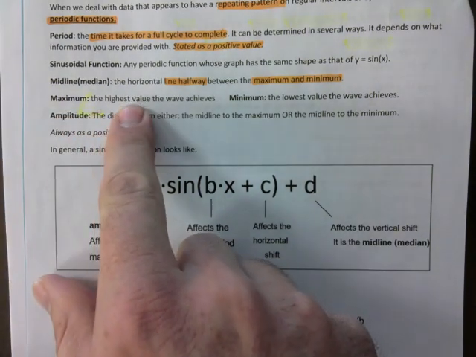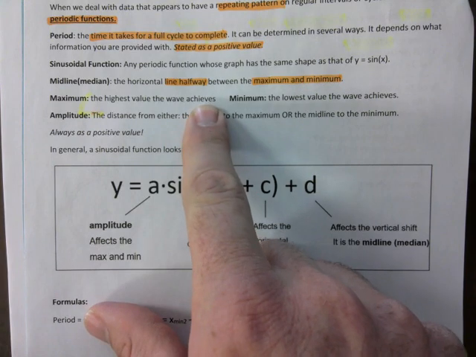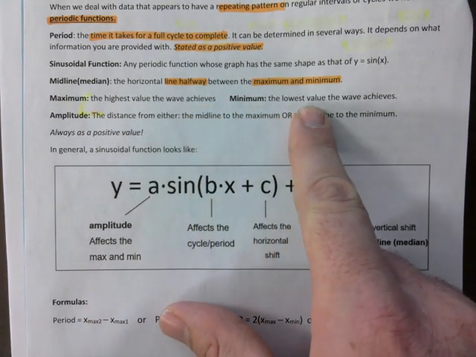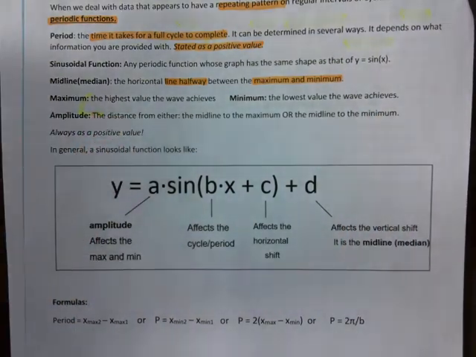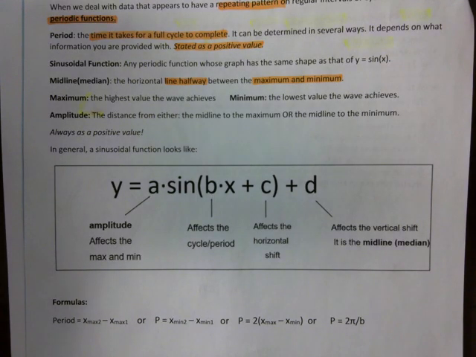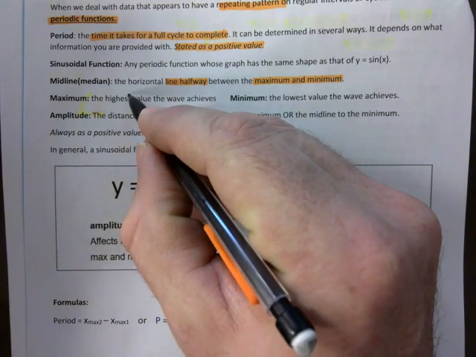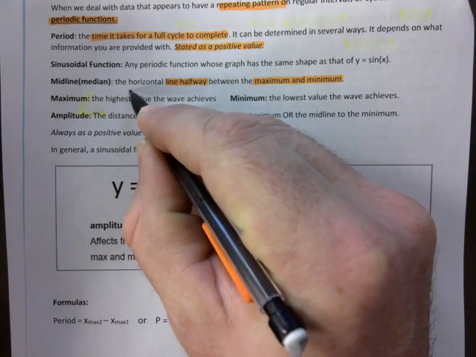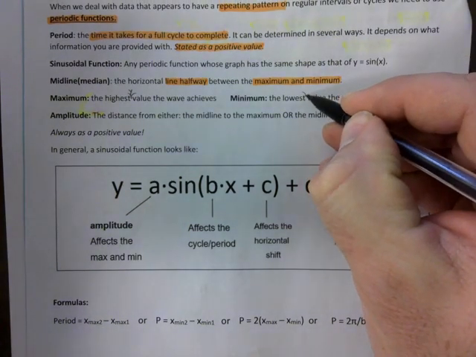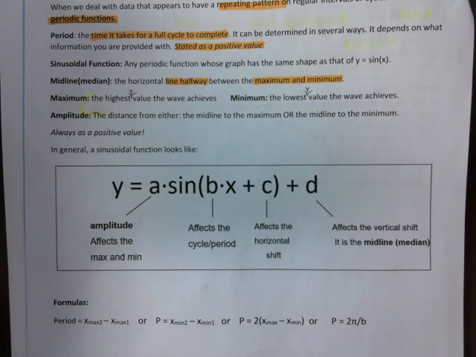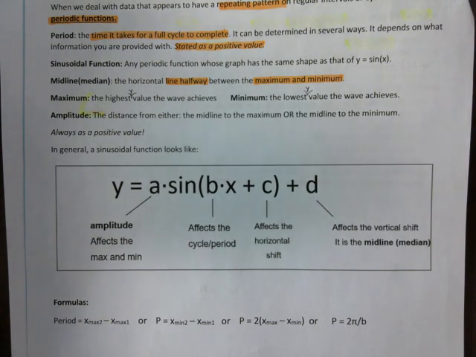The maximum is the highest value the wave achieves. The minimum is the lowest value the wave achieves. One thing I need to warn you, we quite often just refer to them as the Y values. Just insert a Y there: the highest Y value and the lowest Y value the wave achieves. And that makes sense, right? Max, min, I don't need to highlight anything there.